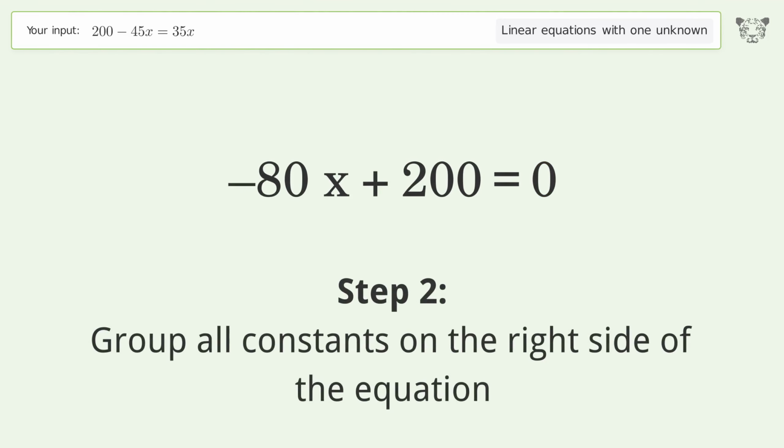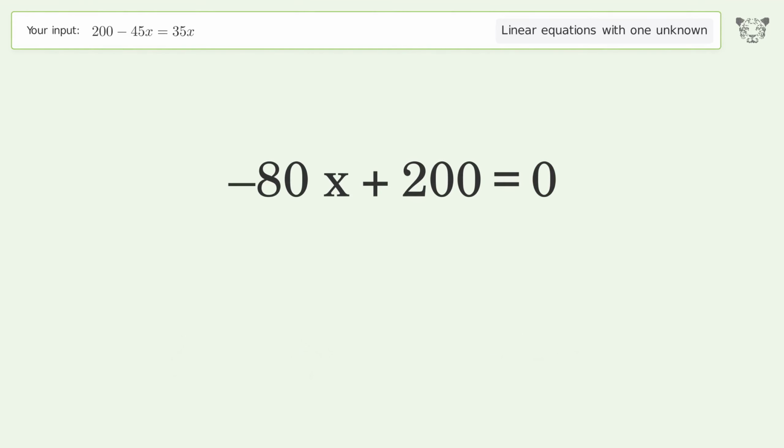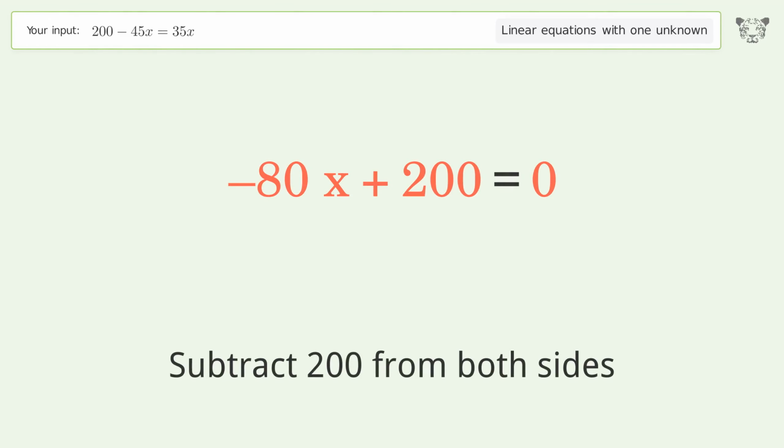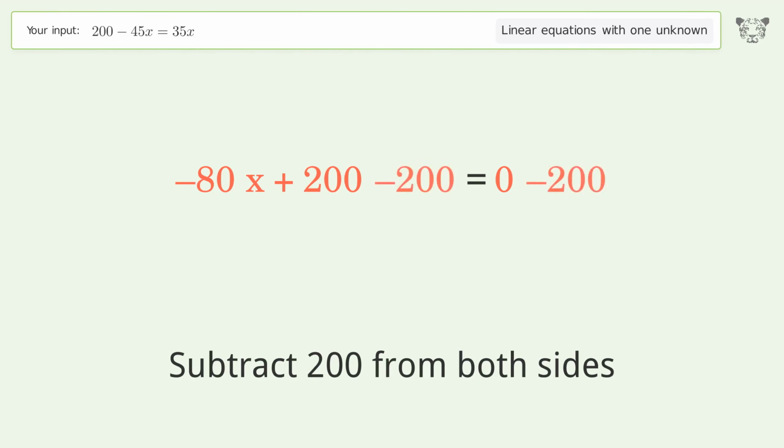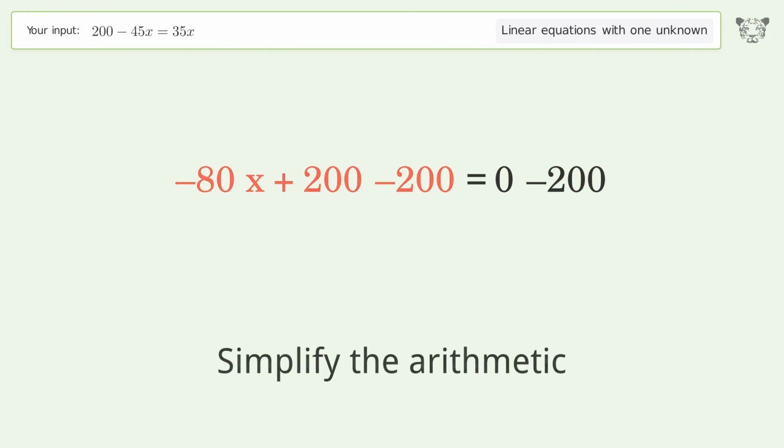Group all constants on the right side of the equation. Subtract 200 from both sides. Simplify the arithmetic.